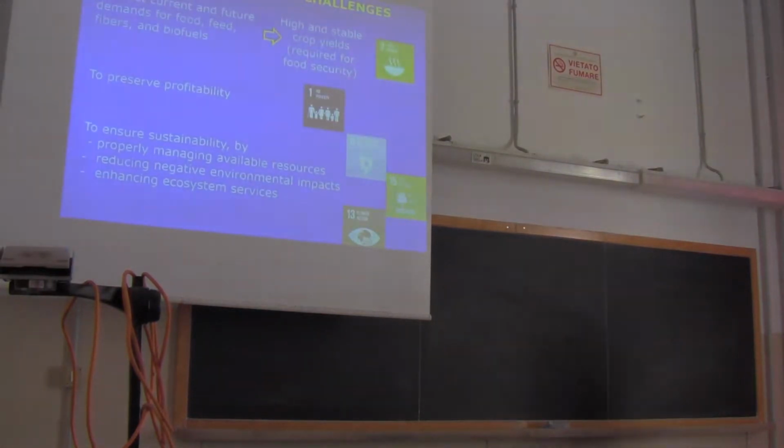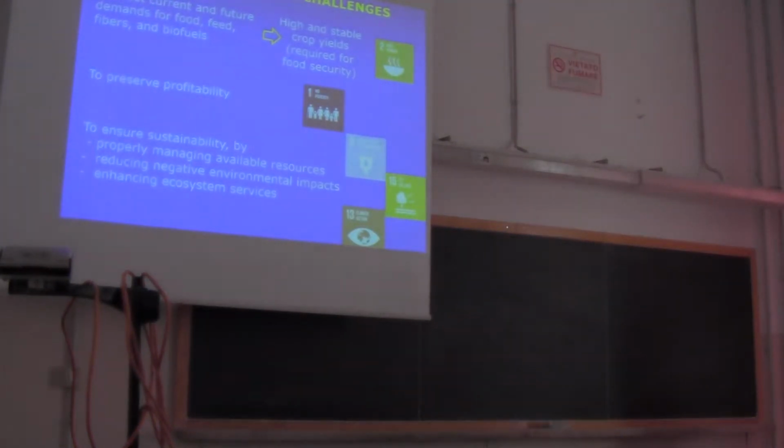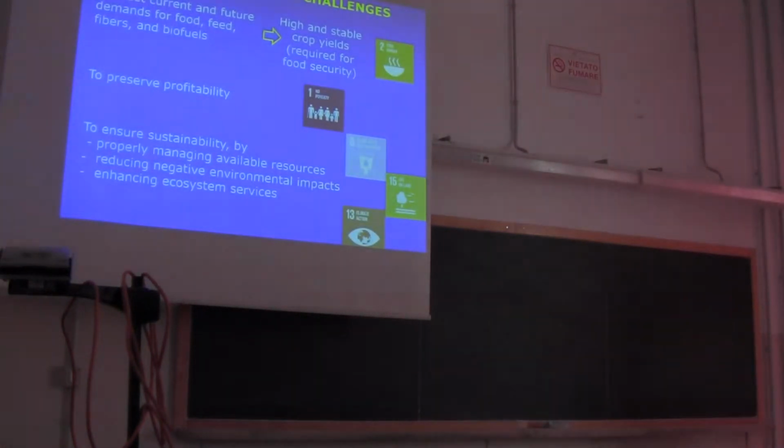So if we talk, just as a general framework, about food and water, we are basically faced with three global challenges. One is to meet current demands for food, fiber, and biofuels, and this requires not only high yields but also stable yields, and I will get back to that in a second.